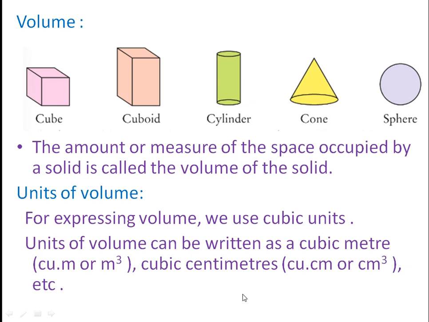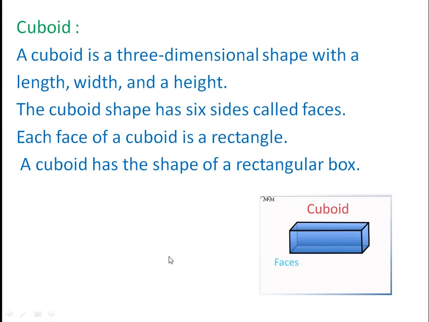Okay, volume is measured in cubic centimeters or cubic meters, and area is measured in units like square centimeters, square meters, like that. Okay, these are the volume and also the units of the volume. And next, see here, cuboid.